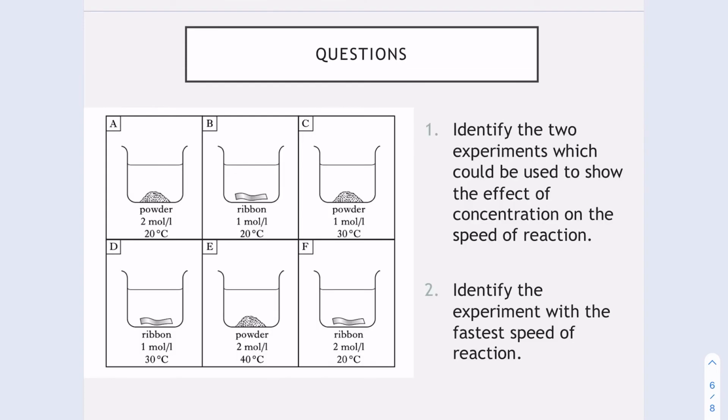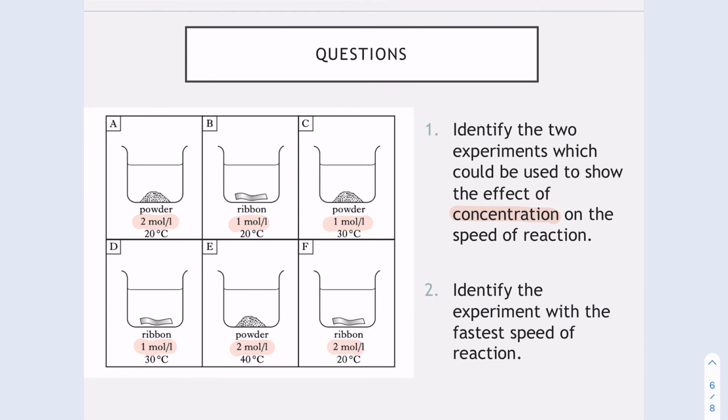And with these questions, we've got a lot of variables to identify which one's going to be fast or slow. So for the first question, you have to identify 2 experiments which could be used to test the effect of concentration. So what that means is we're looking for these numbers here that I've highlighted. They have to be different. Everything else has to be the same.